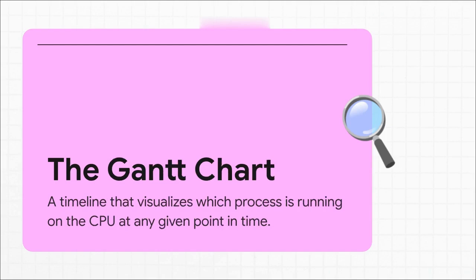And next, we have the Gantt chart. This is our visual timeline, our scoreboard. It's going to show us exactly which process is using the CPU at any given moment. By the end, it tells the entire story of how everything got done, from start to finish.